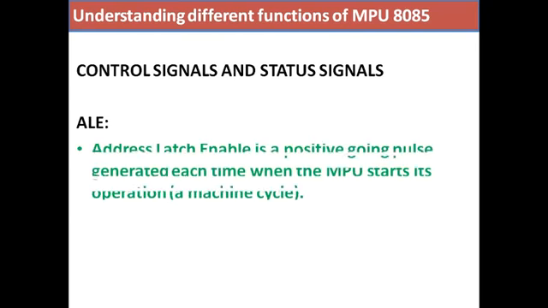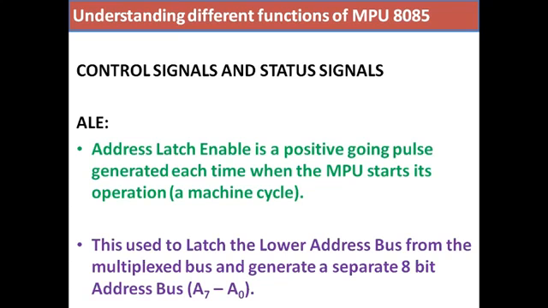Well, now if we talk about control signals and status signals, we have ALE. As we have already learned why ALE is used, ALE is nothing but a positive going pulse generated each time the MPU starts its operation or a machine cycle.